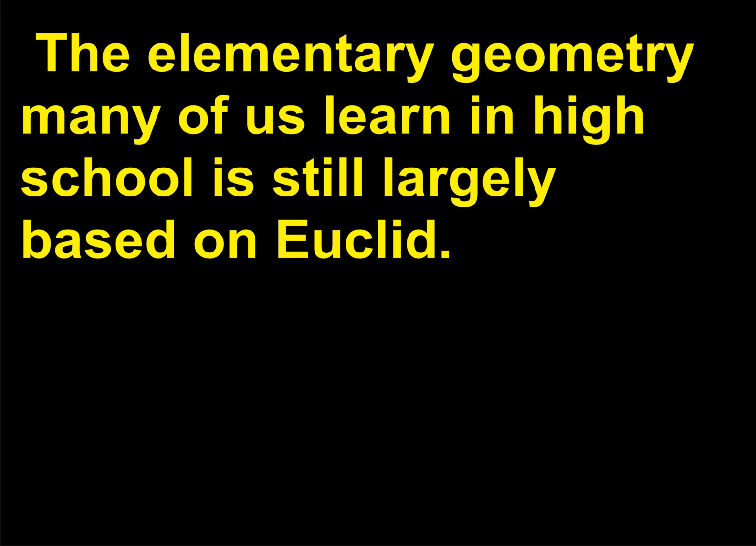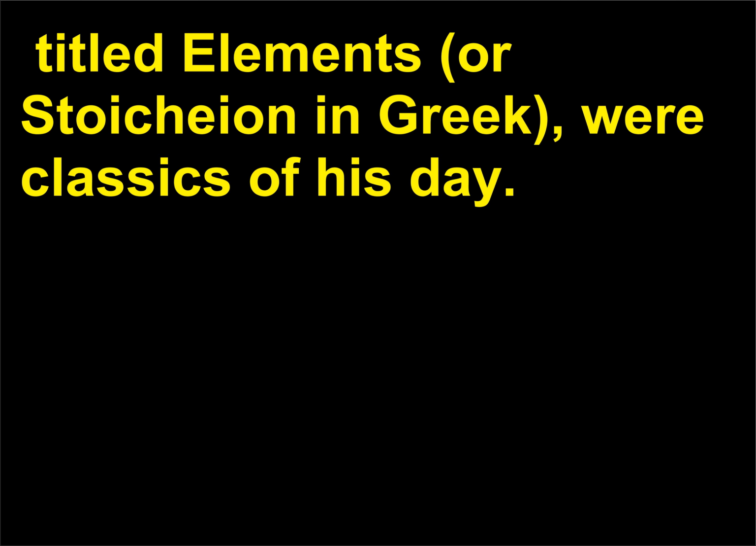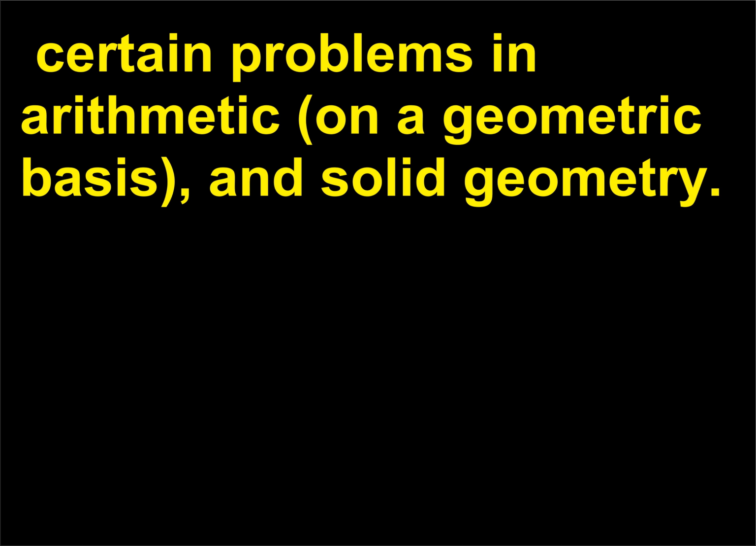The elementary geometry many of us learn in high school is still largely based on Euclid. His 13 books of geometry and other mathematics, titled Elements, or Stoicheion in Greek, were classics of his day. The first 6 volumes offer explanations of elementary plane geometry, the other books present the theory of numbers, certain problems in arithmetic, on a geometric basis, and solid geometry.